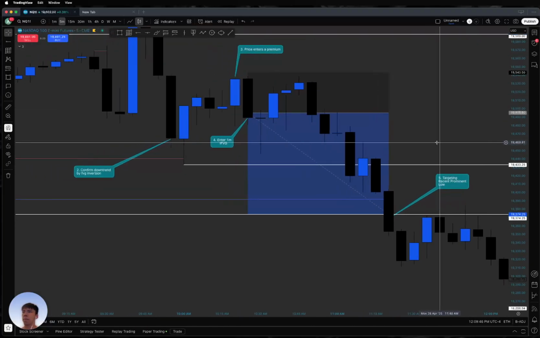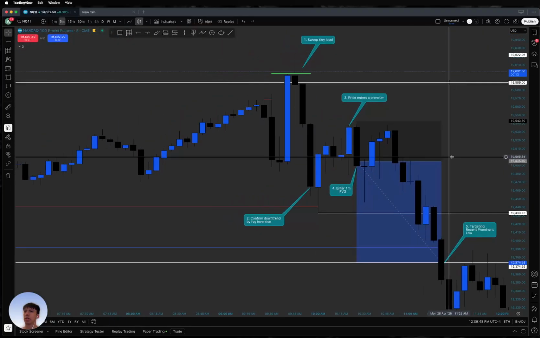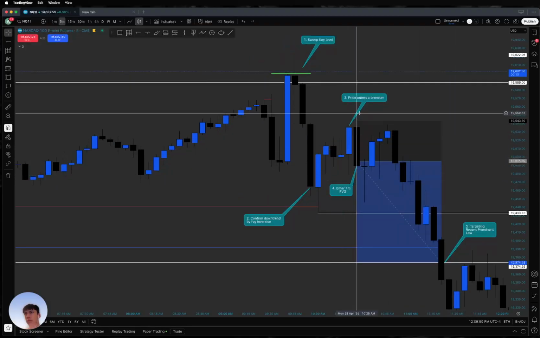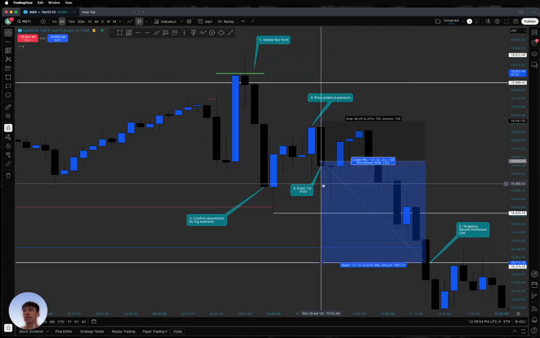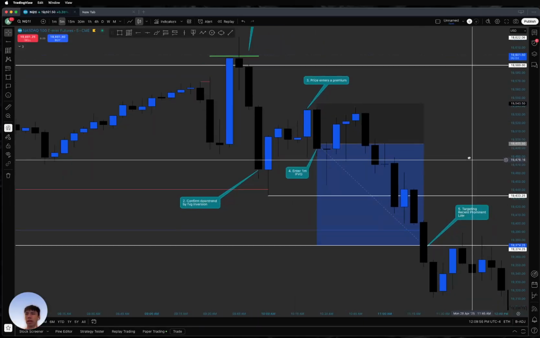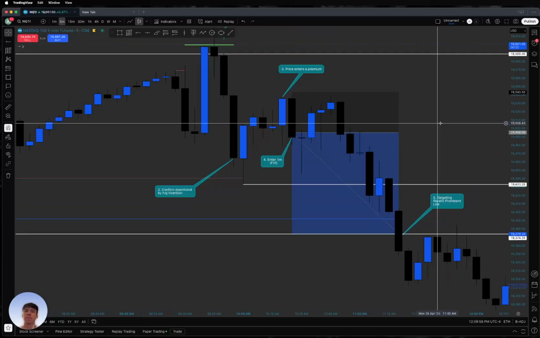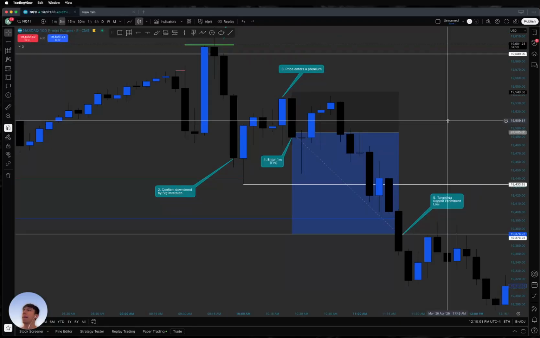So yeah, pretty clean trade. I'm still a little bit confused about equilibrium sometimes, so I'm gonna have to go back and rewatch some videos on that and then practice it. But yeah, that's all for now.